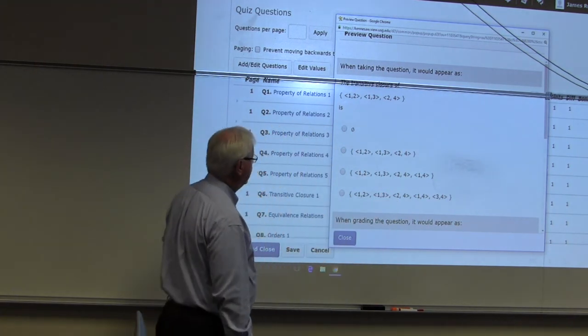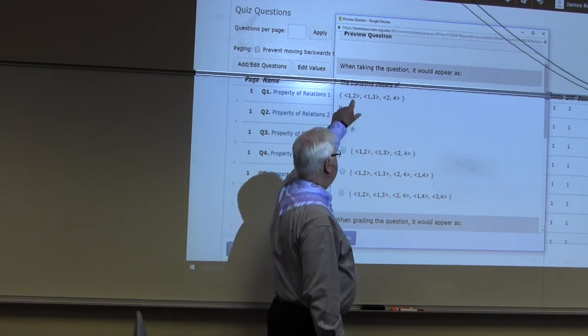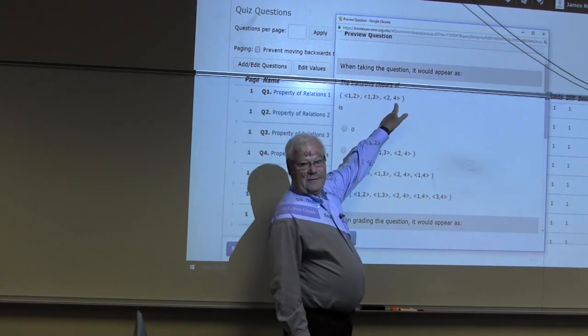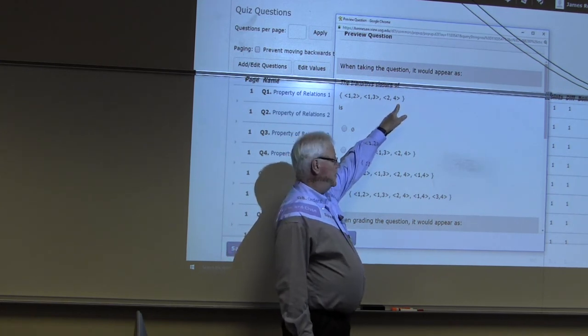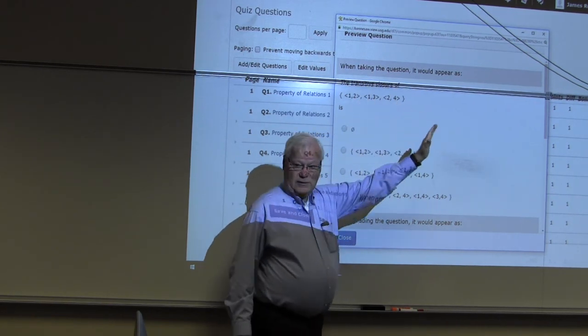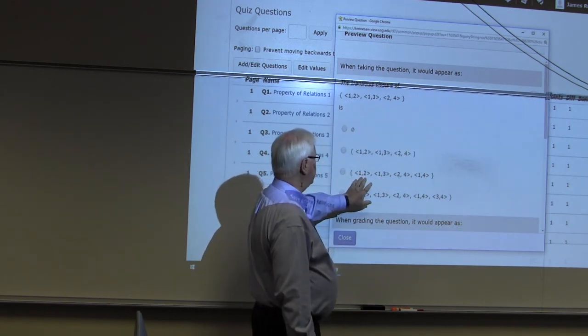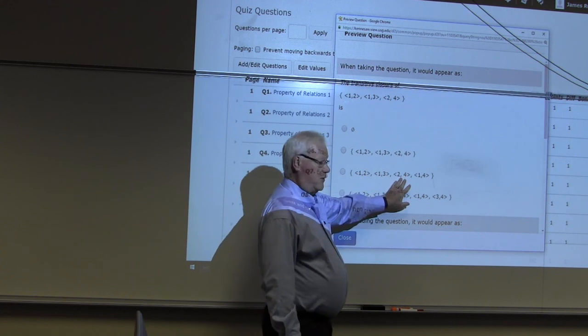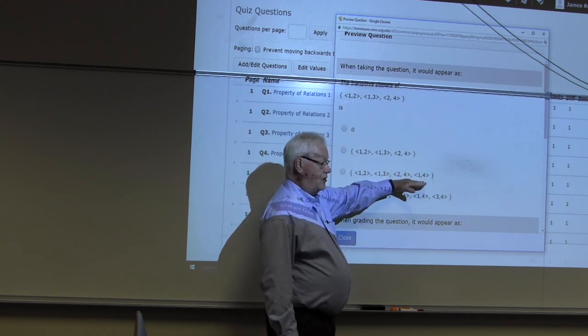So let's look at it. The only opportunity I have for transitive, isn't it 1 to 2, 2 to 4? Therefore I need 1 to 4. So that's all I need, and we don't add anything else. So right here I have 1 to 2, 1 to 3, 2 to 4. That's the original, plus 1 to 4. This would be the transitive closure.